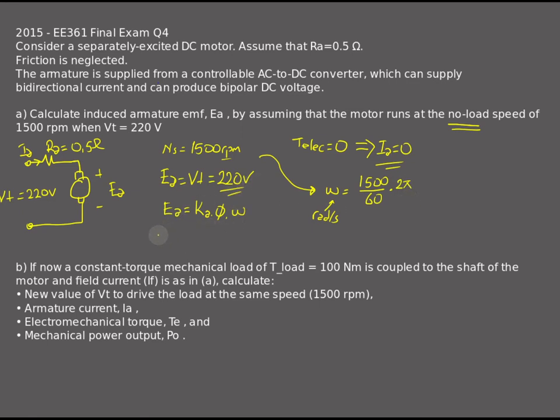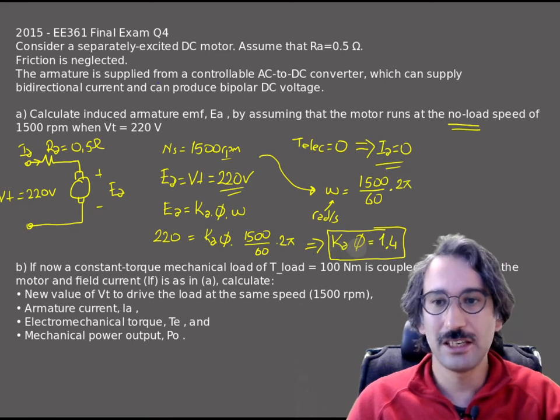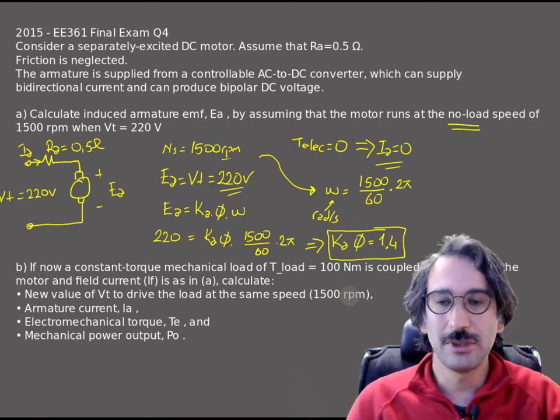So I know 220 is equal to Ka times flux times omega, which is 1500 divided by 60 times 2π. It seems like a complex calculation, but you can calculate and find that the machine constant and the flux, the multiplication of the two, is equal to 1.4. You don't have to worry about finding either Ka or flux separately, because if you remember, that will be the same equation that we will use in the torque calculation.